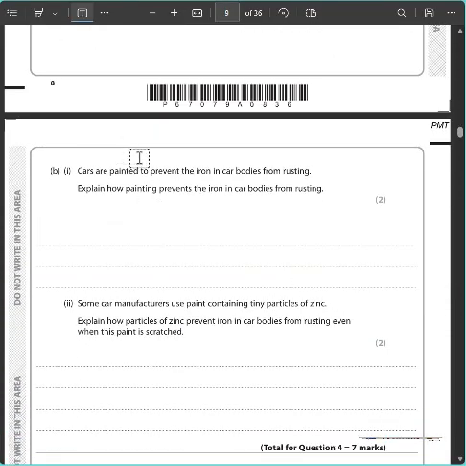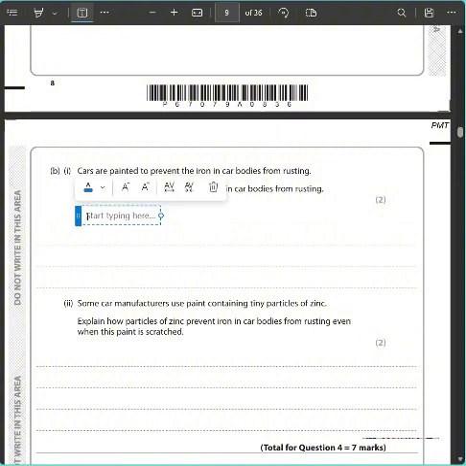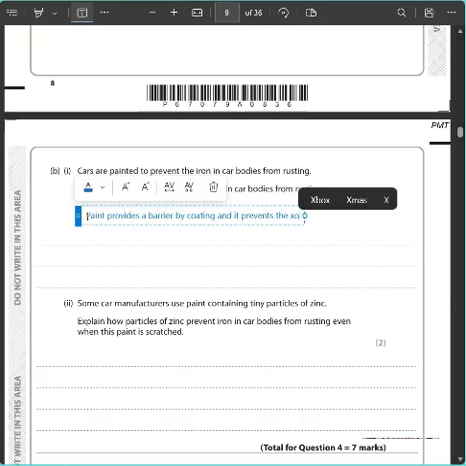Cars are painted to prevent the iron in car bodies from rusting. Explain how painting prevents the iron in car bodies from rusting. We know that paint provides a barrier, like a coating, and it prevents the oxygen from getting into the iron.